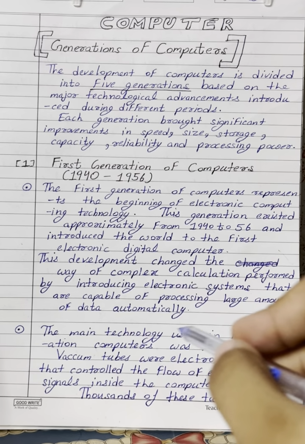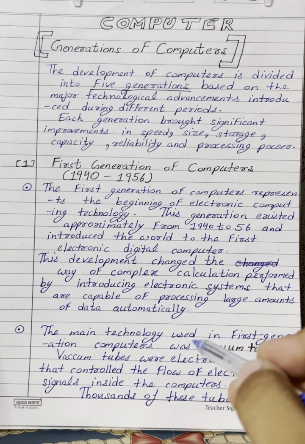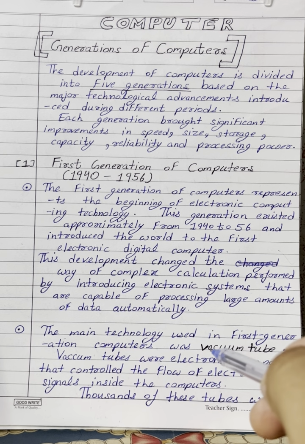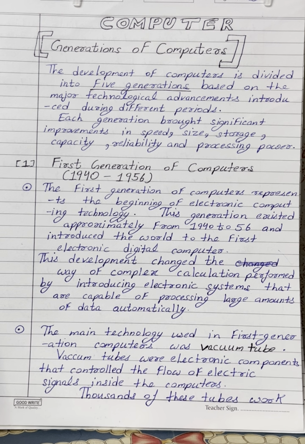The main technology used in first generation computers was the vacuum tube. Vacuum tubes were electronic components that control the flow of electric signals inside the computers, and thousands of these tubes were connected together to perform arithmetic operations, logical decisions, and data processing tasks. These computers were capable of performing calculations at much higher speed than humans, which made them extremely valuable for scientific research, military operations, and government projects.